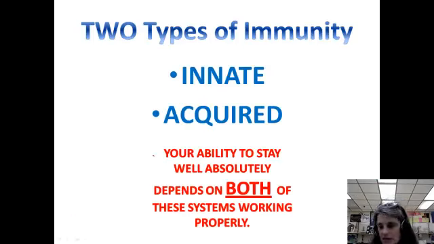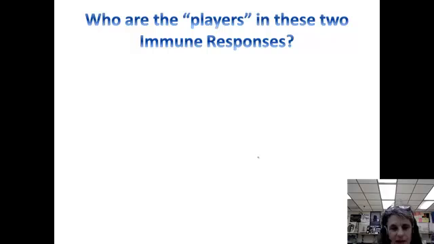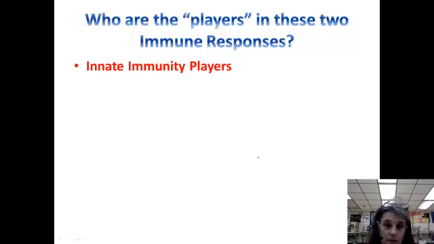So please understand that these two types of immunity are absolutely dependent on each other. One is not better than the other. Without one, the other doesn't work as well. So we need both of them working. Now, the players in these immune responses, there are a lot of moving parts, a lot of things happening, a lot of cells, a lot of chemicals, so we need to kind of just organize in our mind what we're going to be talking about in the most general terms.